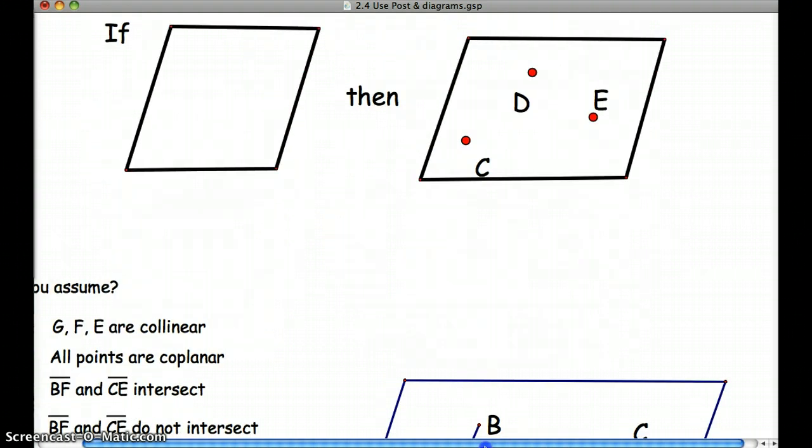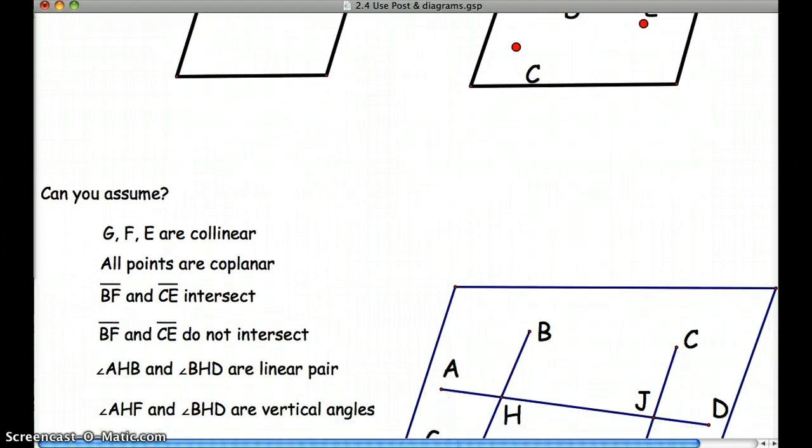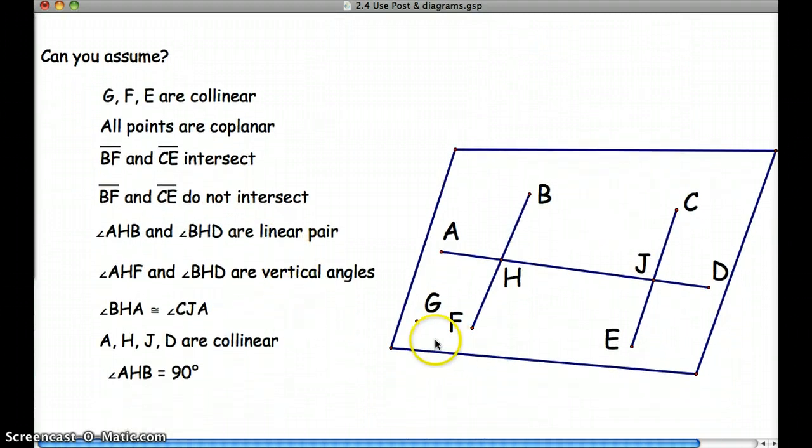All right, so let's look at this here. We're going to look at this diagram and we're going to ask the question, can you assume? Can you assume that G, F, and E are collinear? The answer would be no, you cannot assume that because there's no line drawn through them. Can you assume that G and F are collinear? Absolutely, because you can assume based on postulate 5 or 6, a line contains at least 2 points, or through any 2 points there lies exactly 1 line. So G and F are collinear, but you cannot assume that G, F, and E are collinear without the line drawn.